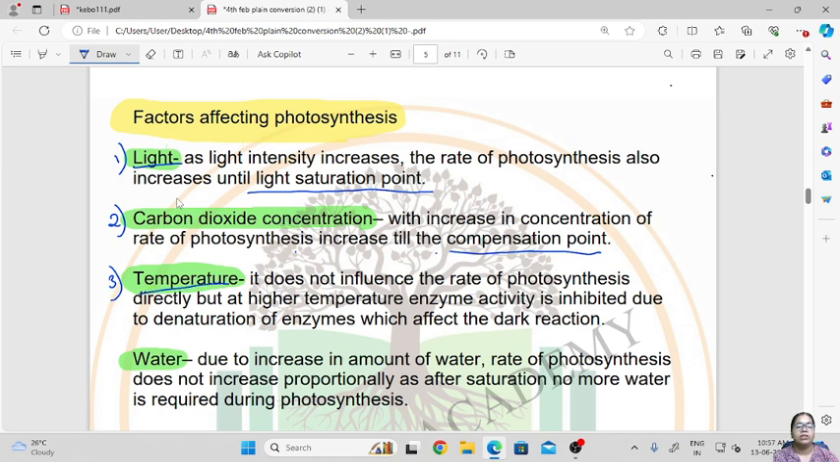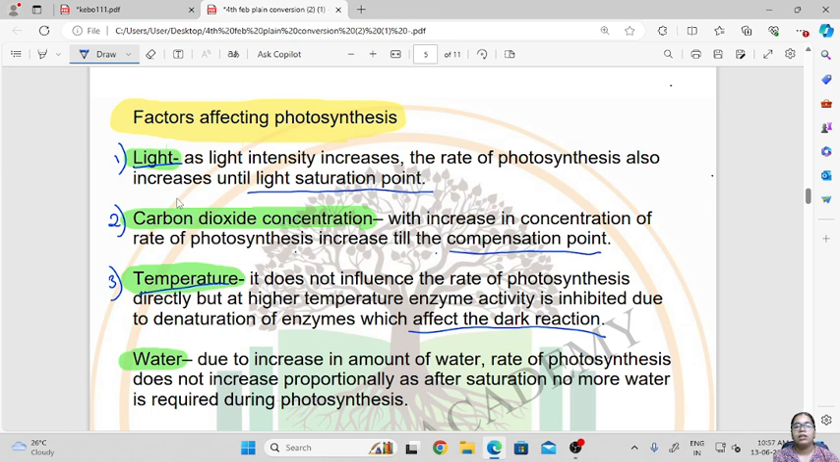Then temperature. It does not influence the rate of photosynthesis directly, but at a higher temperature enzyme activity is inhibited due to denaturation of the enzyme, which will affect the dark reaction. So what is the dark reaction? Dark reaction is basically the respiration process.